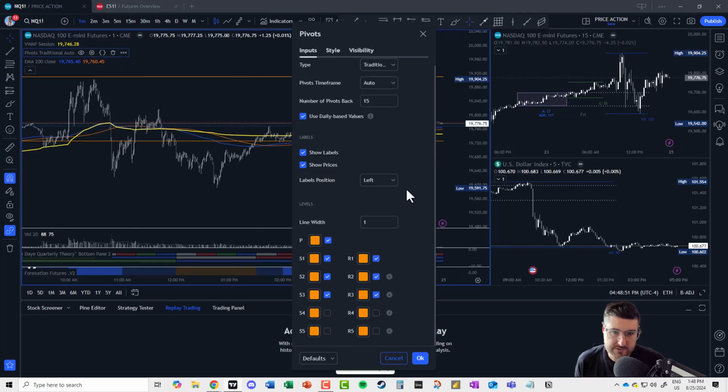Pivot points, I just have these ones on, but you can add the bigger ones on if you want. Most of the time it's going to play within the first three. So I just leave the first three.